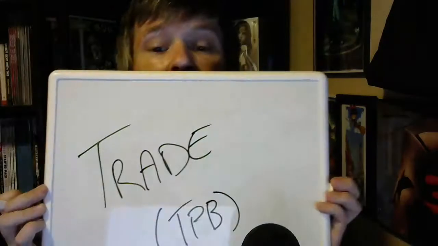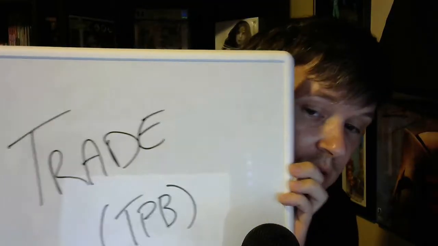The next one I'm going to talk about is kind of weird because it's used in different ways, and I'll discuss that here in a second. But the next word is trade, or TPB. TPB stands for trade paperback. Usually that is about 6 issues, depending on the story. Sometimes they do 5 issues. Sometimes they can go up to 12 issues in the trades.